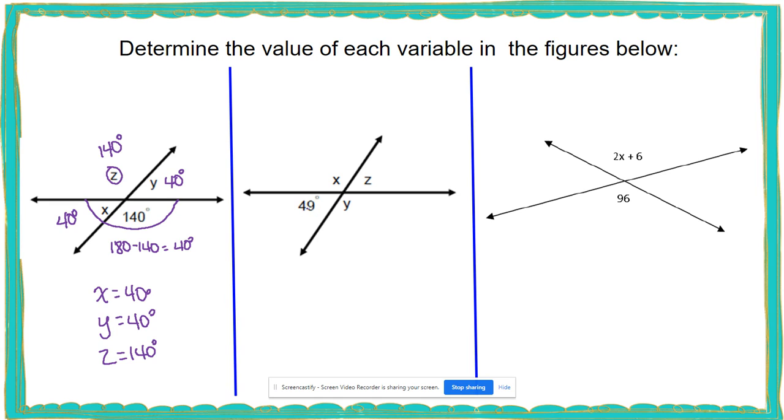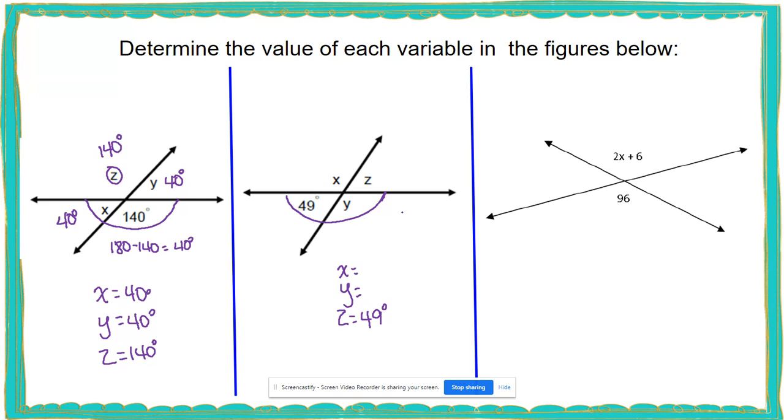Now for this one, again, I have an angle here that's 49 degrees, and it is vertical to z. So that means that z has a value of 49 degrees. Now, if I need to find x and y, I notice that x and y are vertical to each other, so they have the same measure. And I need to figure out what one of them equals. So again, I see that there is a straight line which has a measure of 180, and this creates two angles out of that 180 degrees.